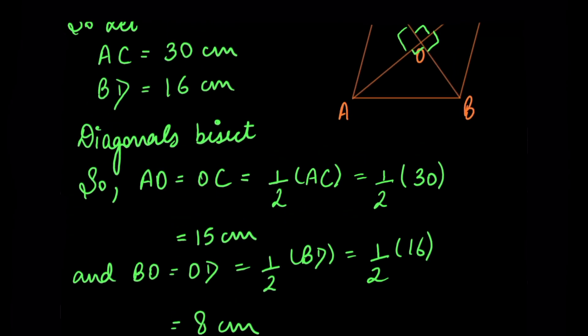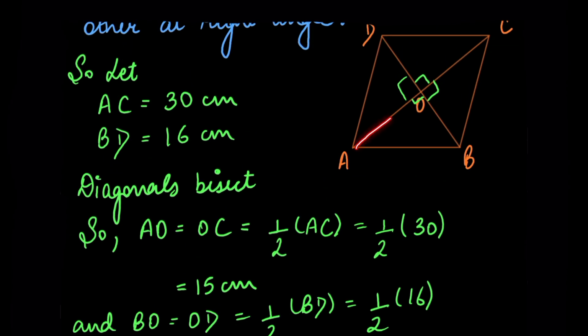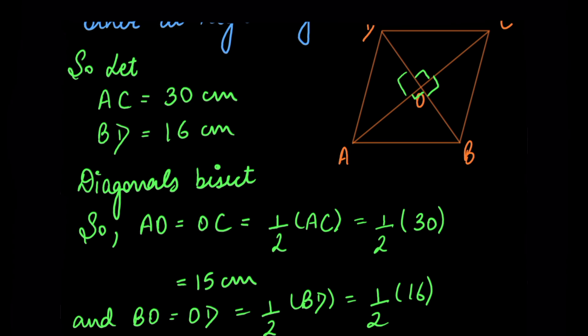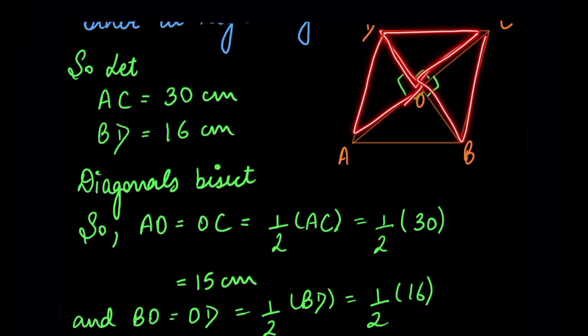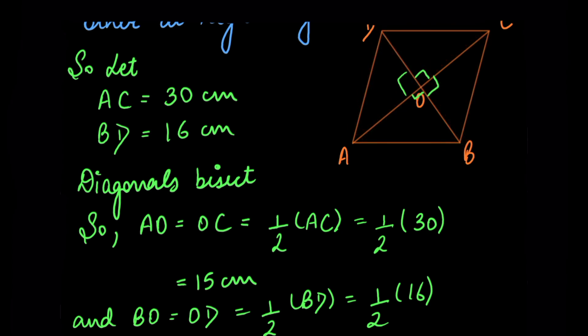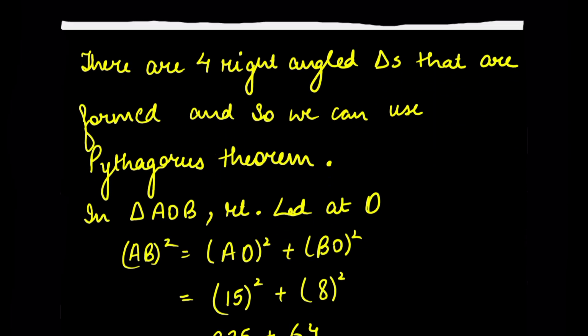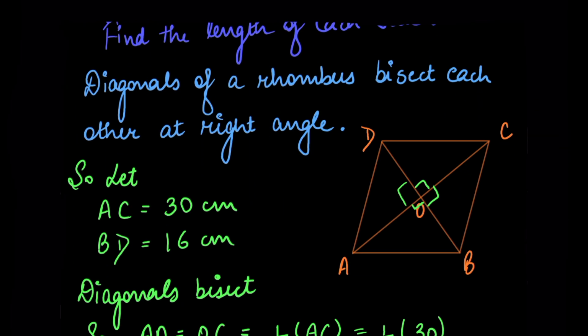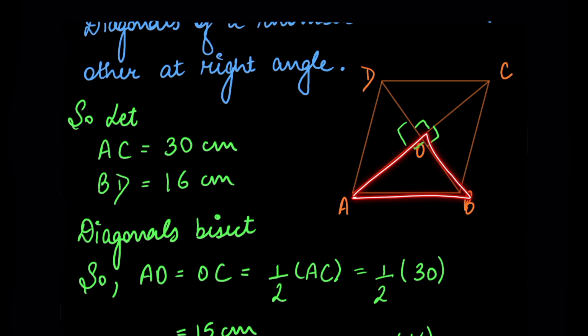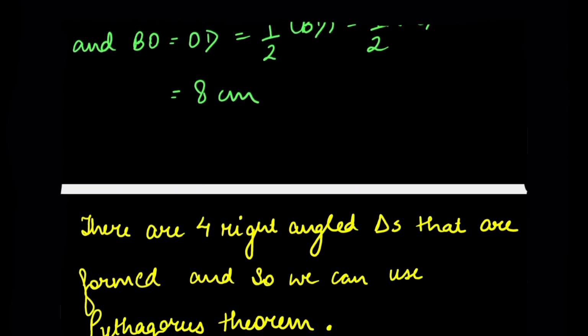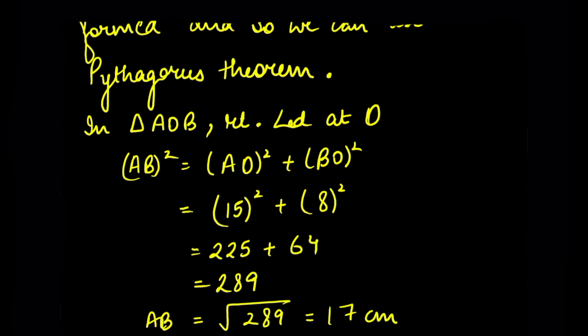Now, since we know that at O it is 90 degrees, let us take any triangle. We can take this triangle, this triangle, this triangle or this triangle. It will not matter because a 90 degree angle is formed in all these four triangles. So let us say that we will be taking the triangle AOB, which is right angled at O.